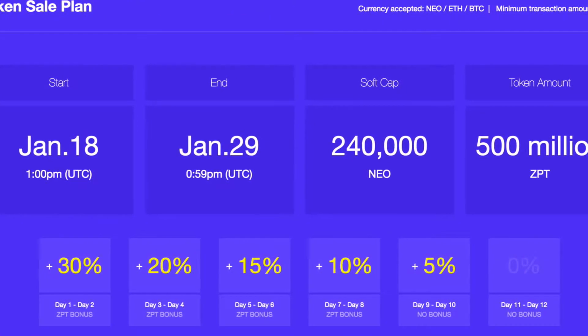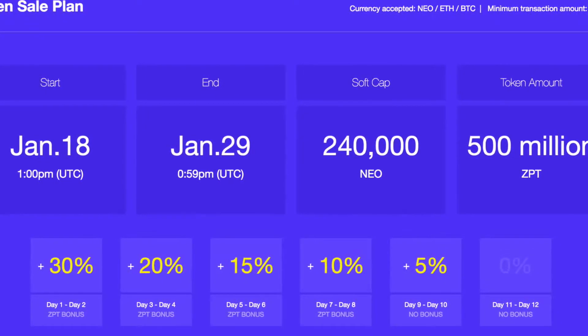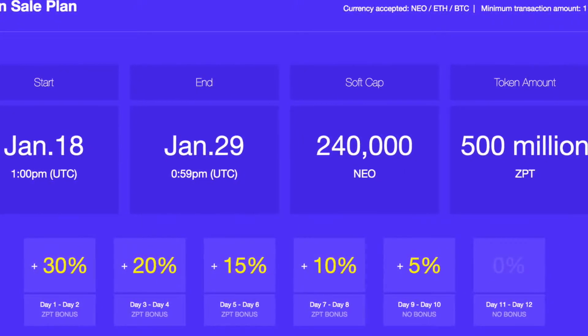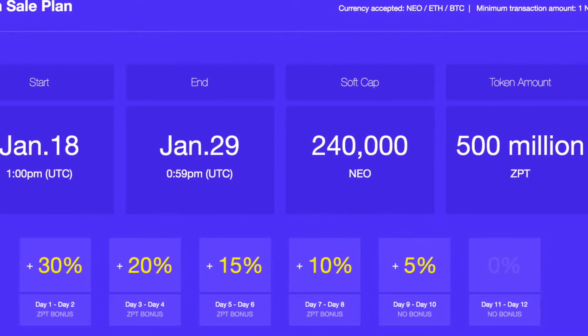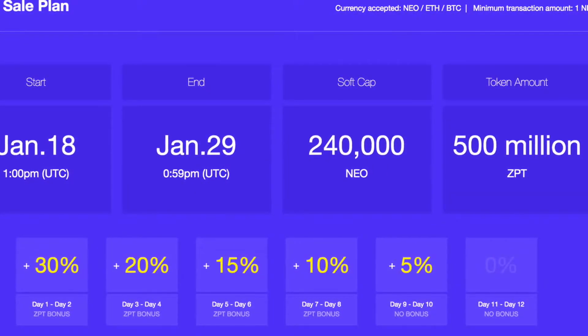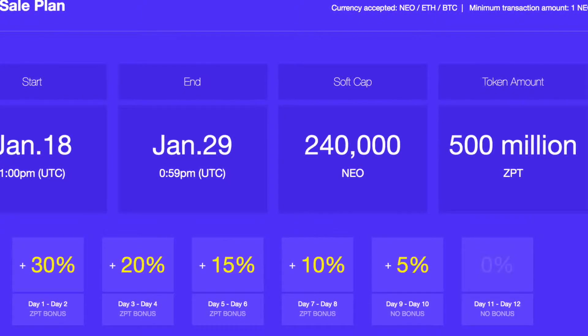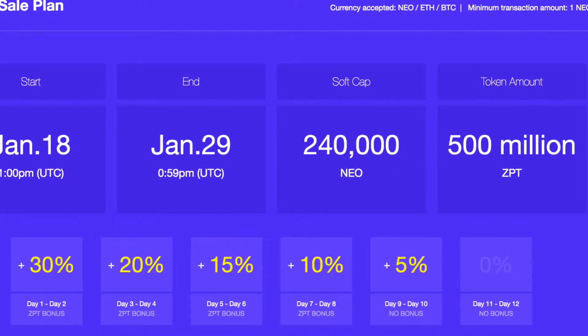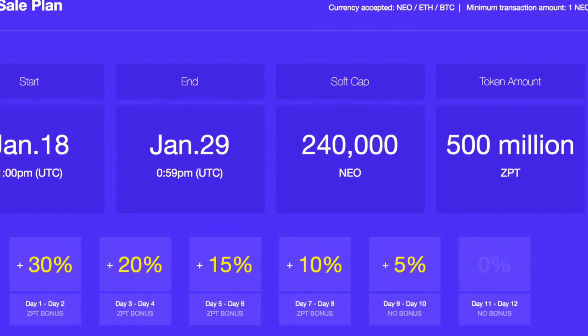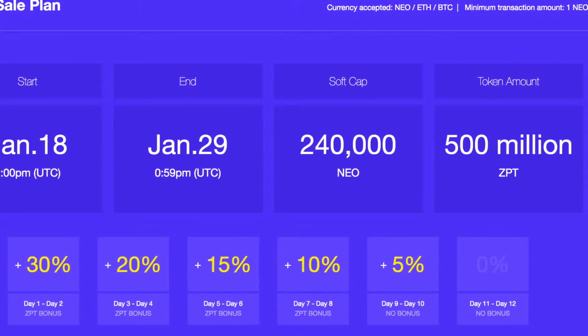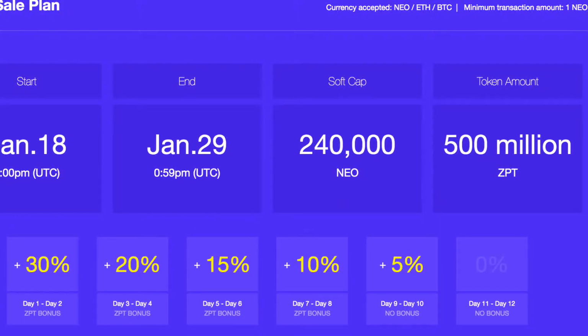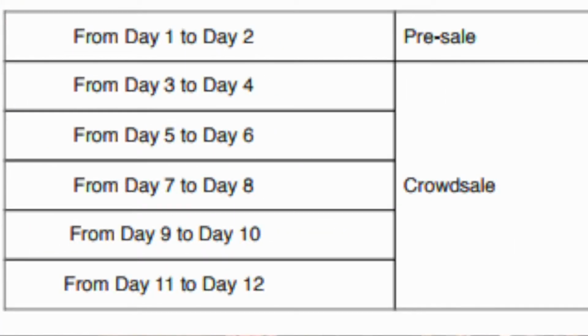The sale will last only for 12 days from January 18th, 2018 to January 29th, 2018, and it will be based on the NEO blockchain and NEO smart contracts. It's hard capped at 27 million USD, and the number of ZPTs released to the public through ICO is about 500 million, or half the supply. So here are the details of the token sale. Good bonuses for early participation, so get registered as soon as possible.